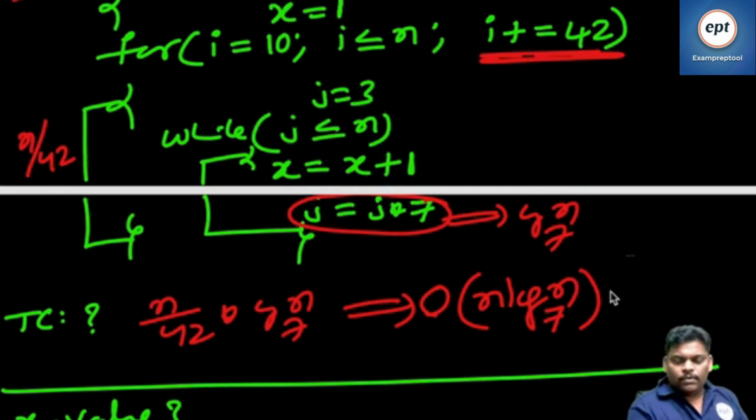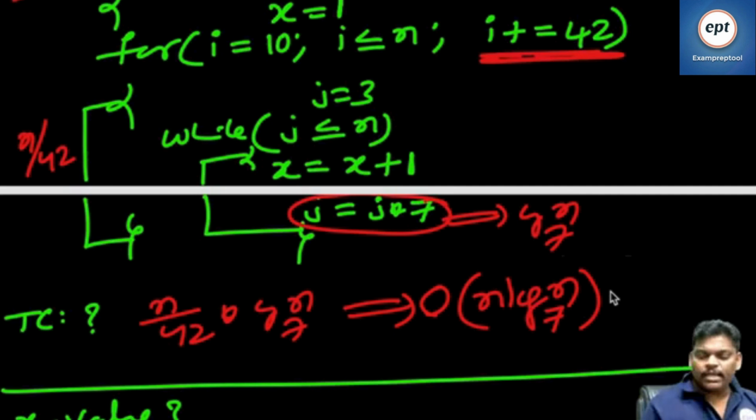He is asking what is the x value. I think the first loop is n by 42, does everyone agree? The second loop is log n base 7, because the inner loops multiply, there is no dependency also. So n by 42 into log n base 7, n log n base 7. Time complexity is n log n base 7.